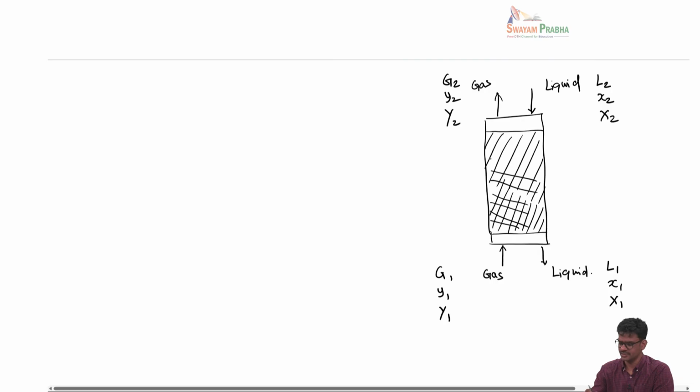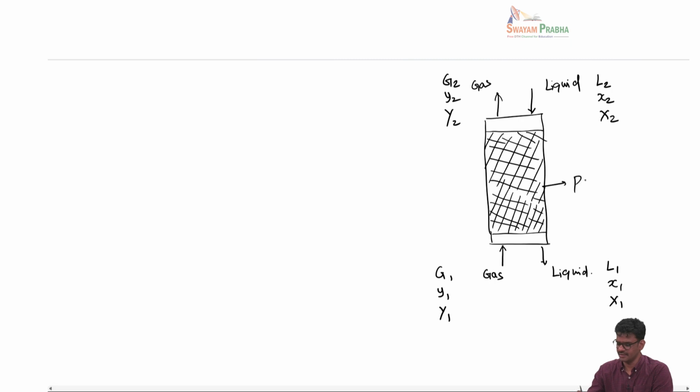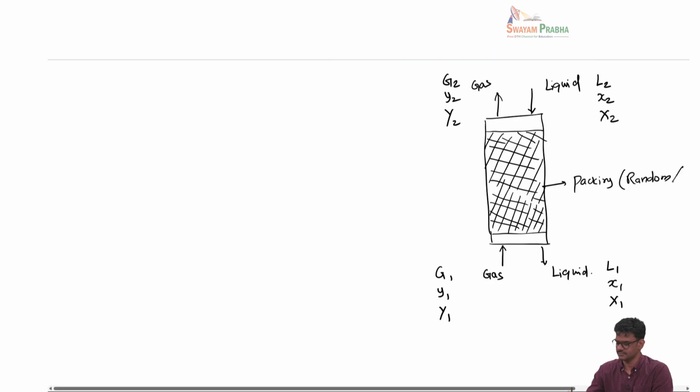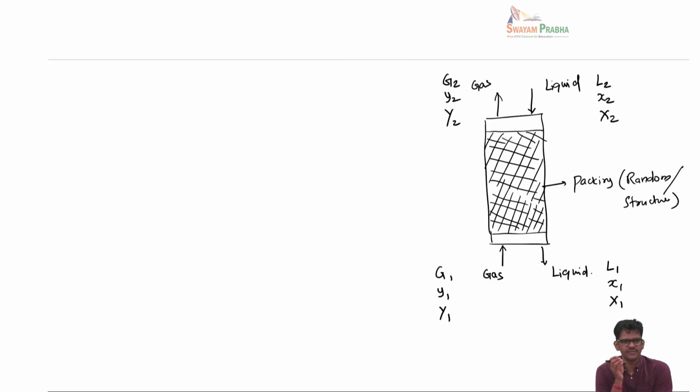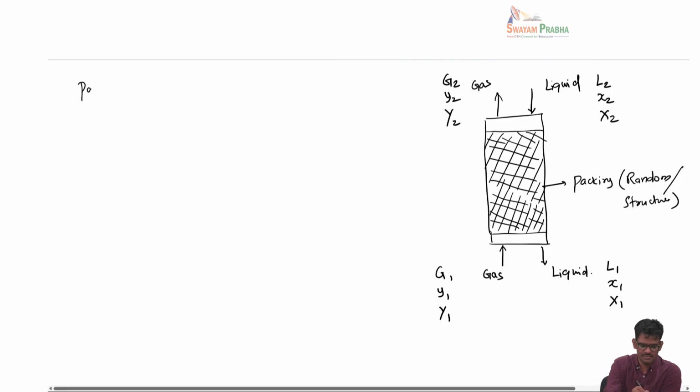So, okay. What I have shown here as a hatched region is basically a packing. It can be a random packing or structured packing. And another thing you have to remember is that in this kind of a packed column, the contact between the liquid and gas is continuous. Okay, all along this column height, the liquid and gas are constantly in contact with each other. Okay, so we have to deal with this as continuous contact equipment. So packed column is a continuous contact equipment.